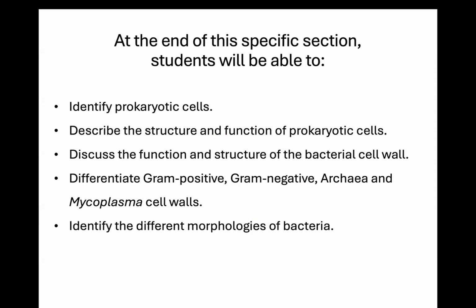You'll understand the components of the cell wall in bacteria and why it's important. You'll be able to differentiate gram-positive bacteria, gram-negative bacteria, and Mycoplasma bacteria in terms of the cell walls, whether they're present or they're not, as well as archaea, which are not bacteria. And you'll be able to identify the different shapes of bacteria that we call morphologies. So this is very important to understand the differences between bacterial cells and human cells. Again, bacterial cells are prokaryotes, human cells are eukaryotic, and this one will focus on prokaryotic cells.